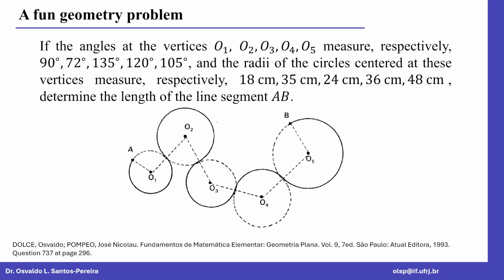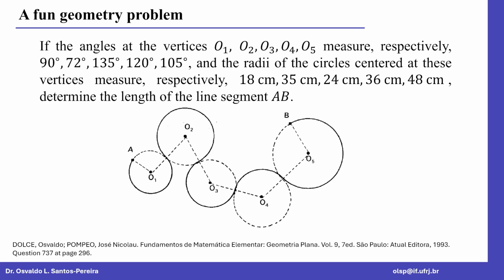In this video, we shall analyze problem 737, found on page 296 of the classical collection Fundamentals of Elementary Mathematics, written by the Brazilian mathematician Gelson Iezzi and collaborators. The collection is one of the most influential mathematics book series in Brazil and has played a major role in the mathematical education of generations of students preparing for university entrance examinations and Olympiad-style problem-solving.